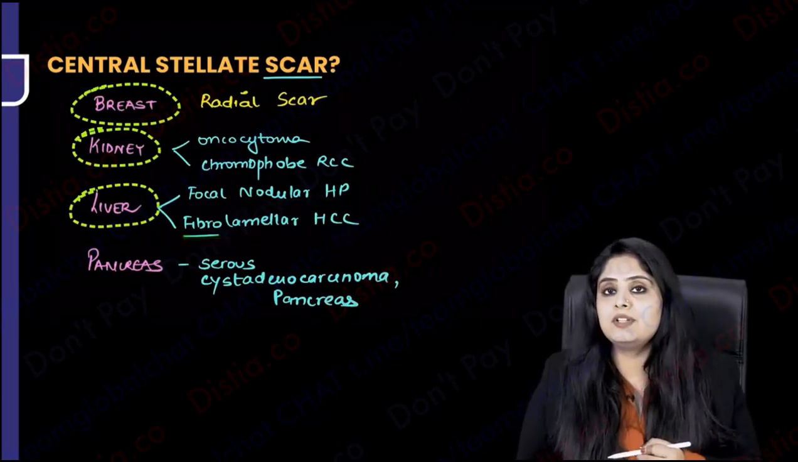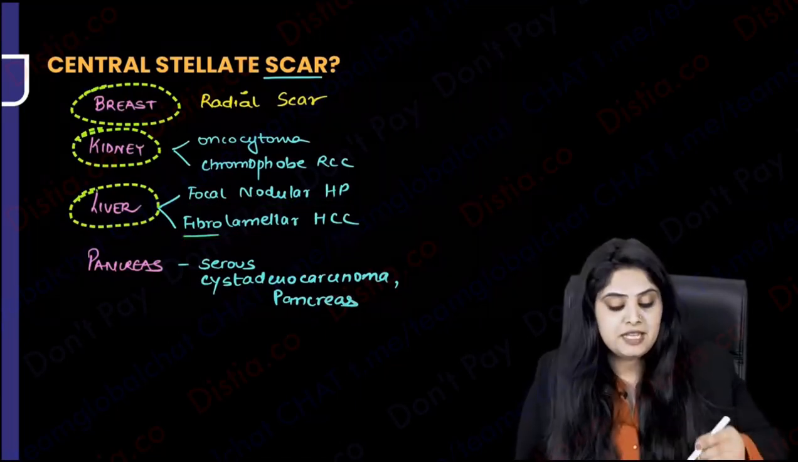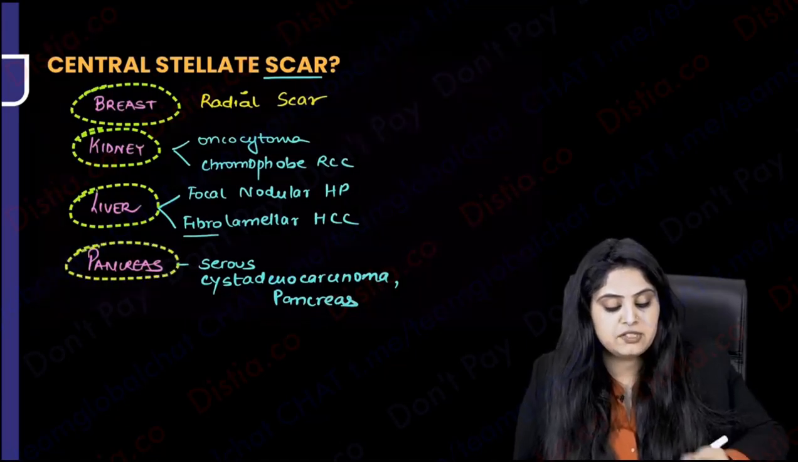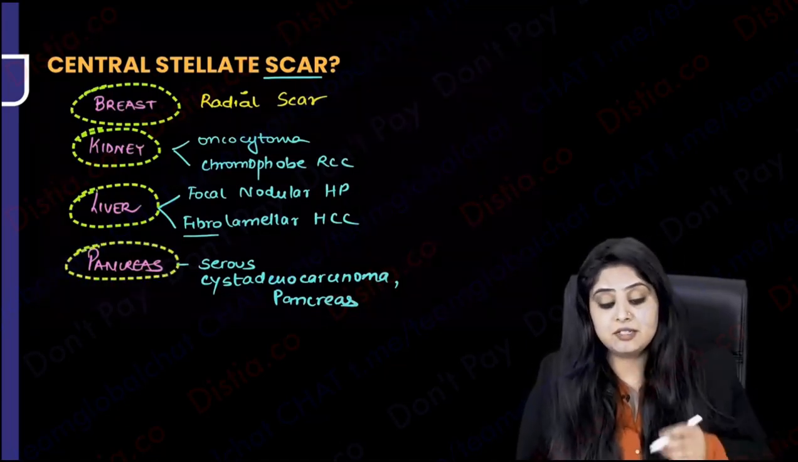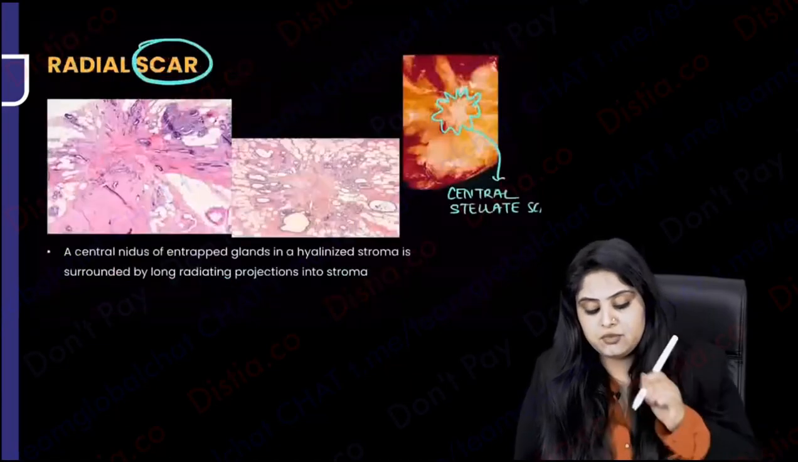Malignant is fibrolamellar HCC. That is FNF. And finally, in the pancreas, you have serous cyst adenocarcinoma in the pancreas. All of them show you a central stellate scar.